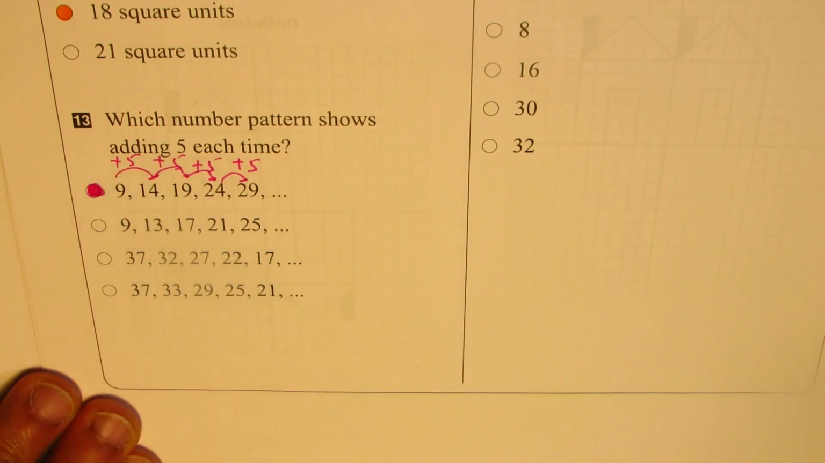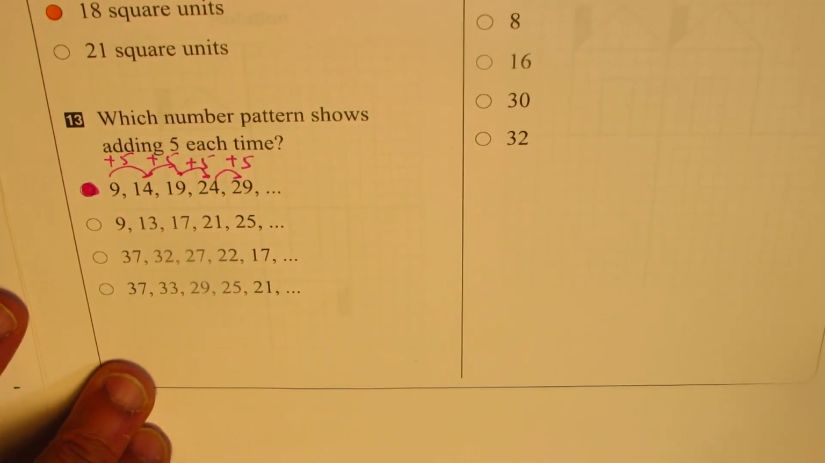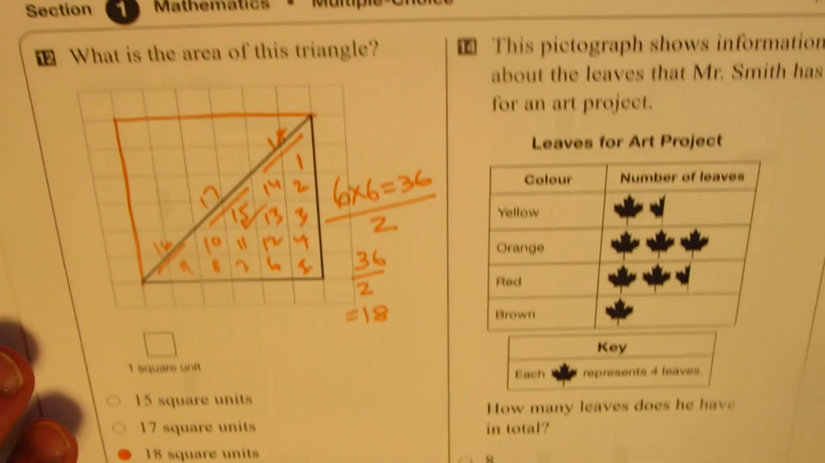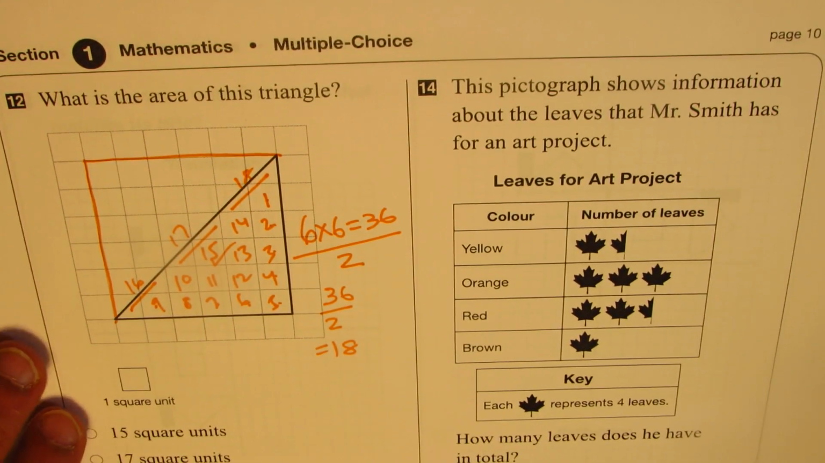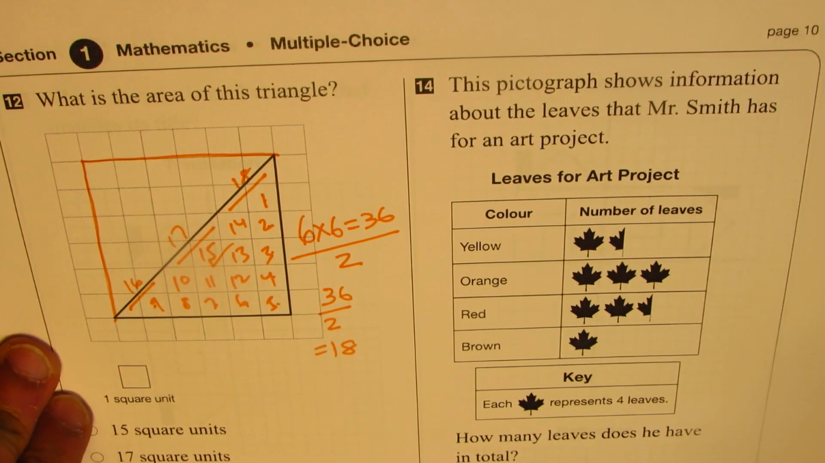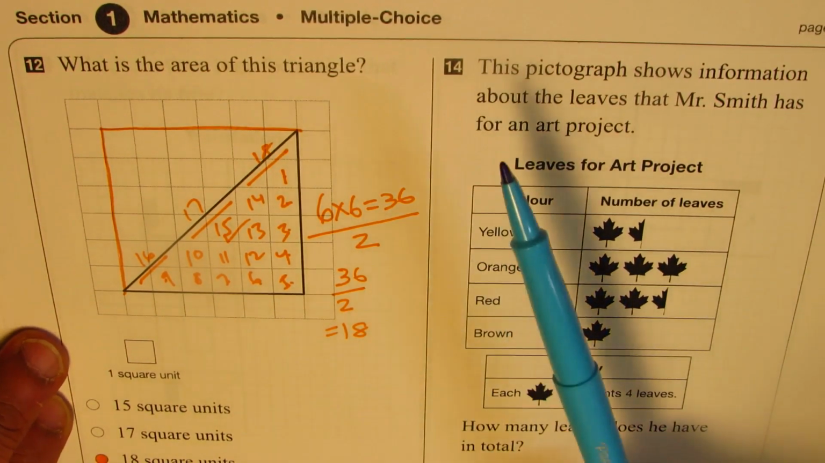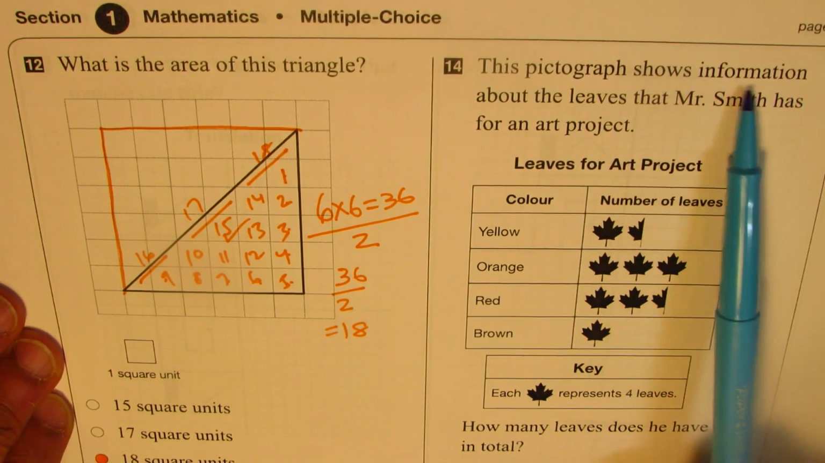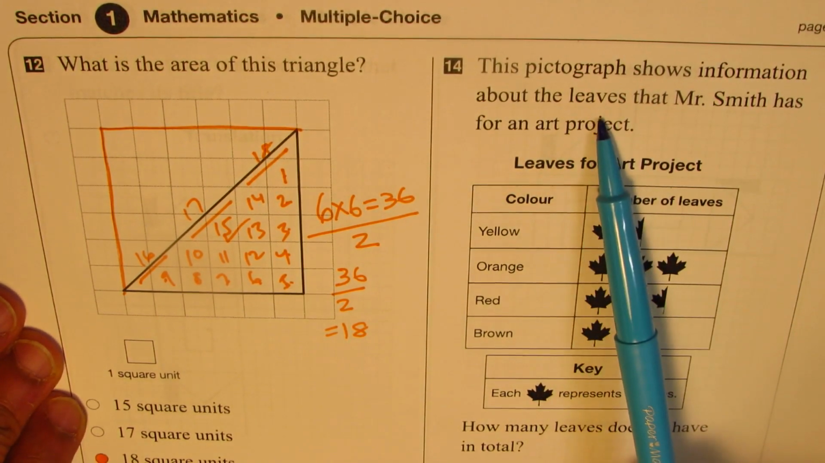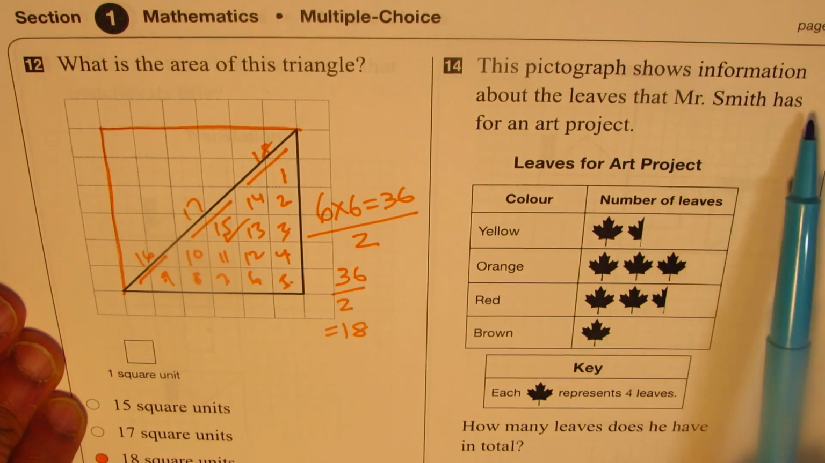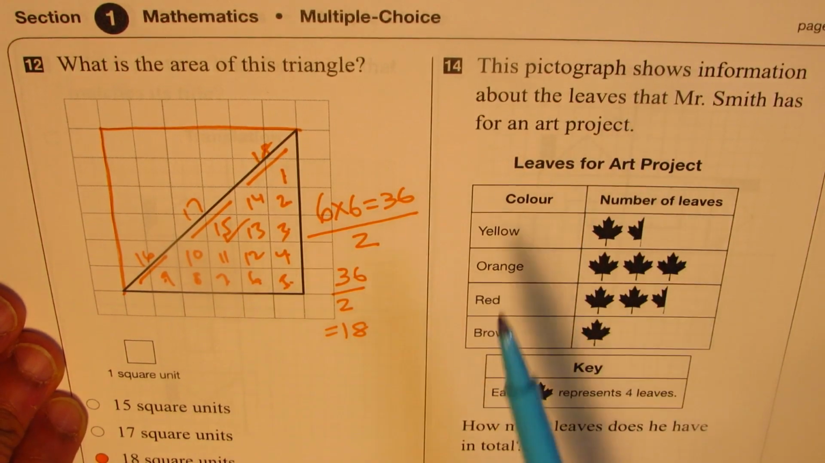So we'll do the first one and move on to the next question, which is question number 14 for us. Is that clear? You don't have to try all of them once you get the right answer. Question number 14 is, this pictograph shows information about the leaves that Mr. Smith has for an art project.